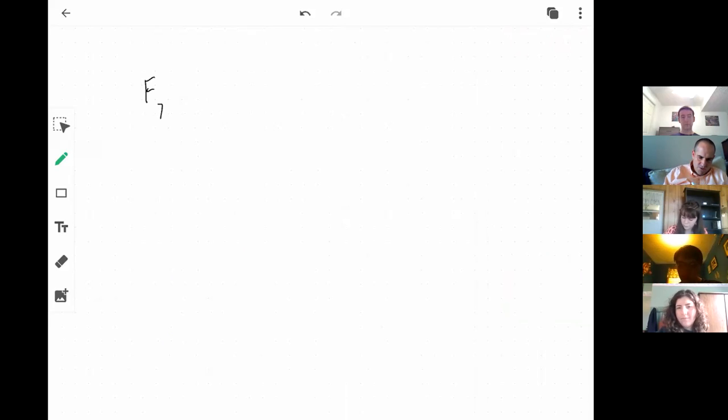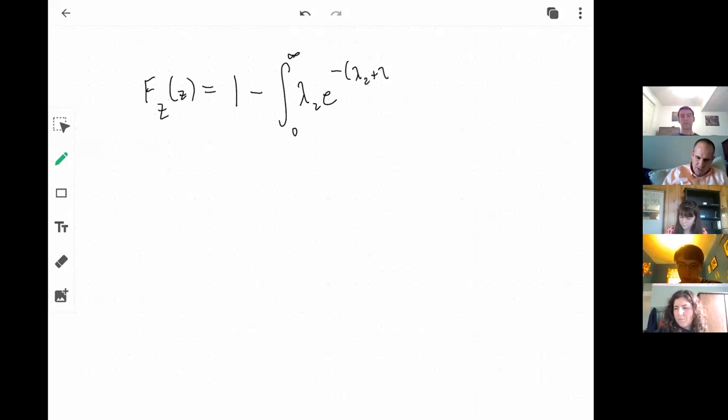So f sub z of little z is equal to 1 minus the integral from 0 to infinity. Okay, help me out here. E to the minus, was it lambda? Lambda 2 plus lambda 1 z, was it not? Y, and then it was dy, right?